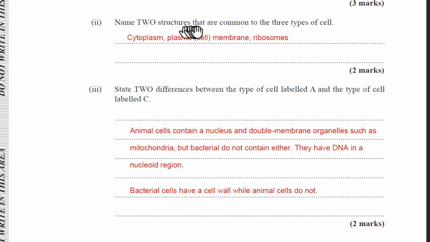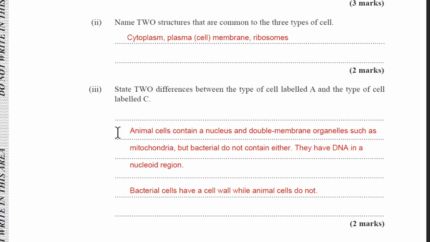Name 2 structures that are common to the 3 types of cell. Well, that will be cytoplasm, a plasma membrane or a cell membrane, and ribosomes for synthesizing protein. Although the ribosomes in the bacterial cell are a lot smaller, they still contain ribosomes. So any 2 of these would work. State 2 differences between the type of cell labeled A, that is your animal cell, and the type of cell labeled C, that is your bacterial cells.